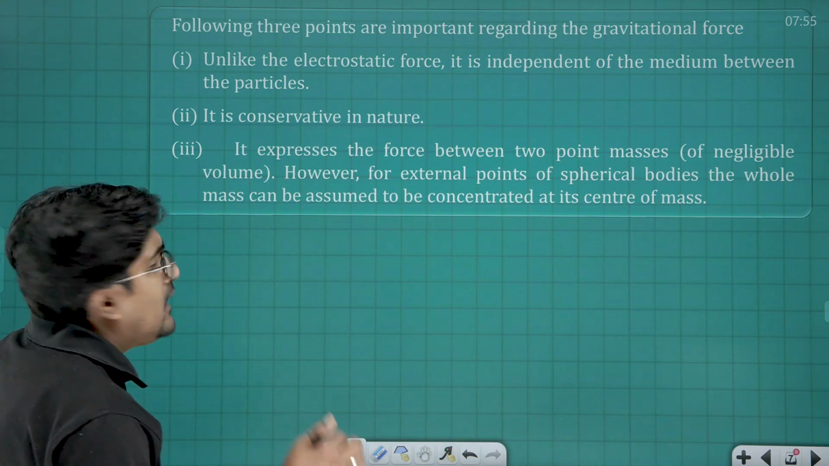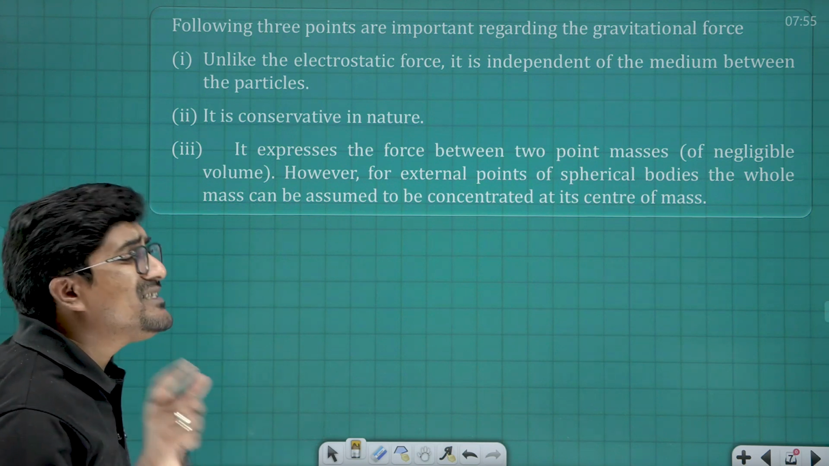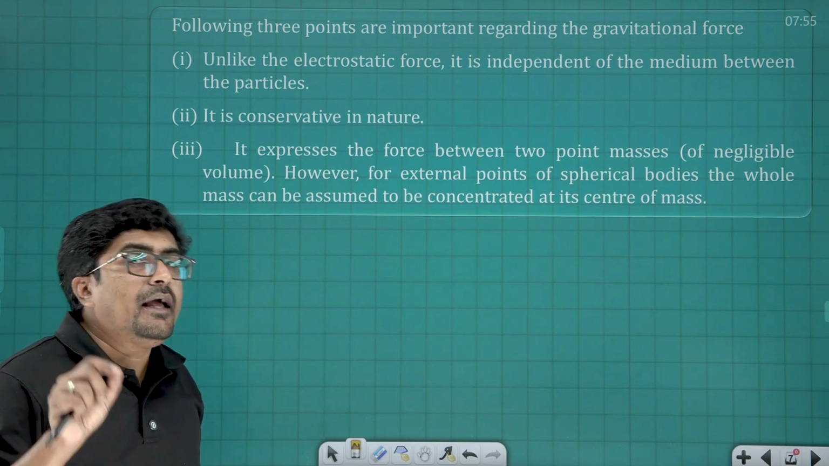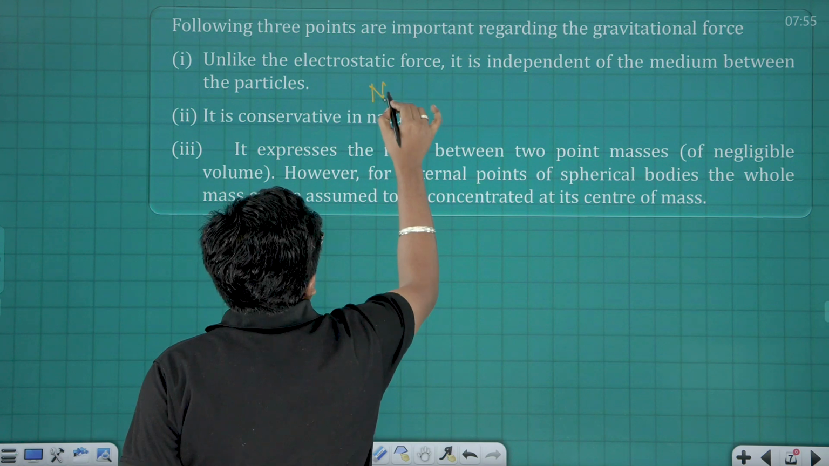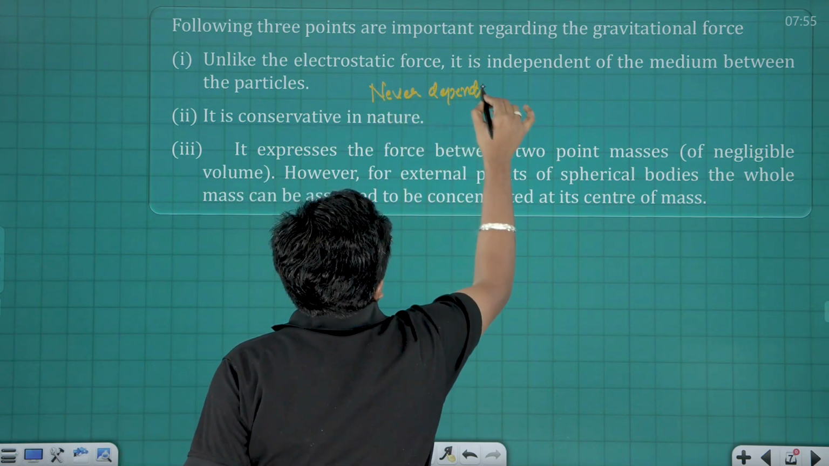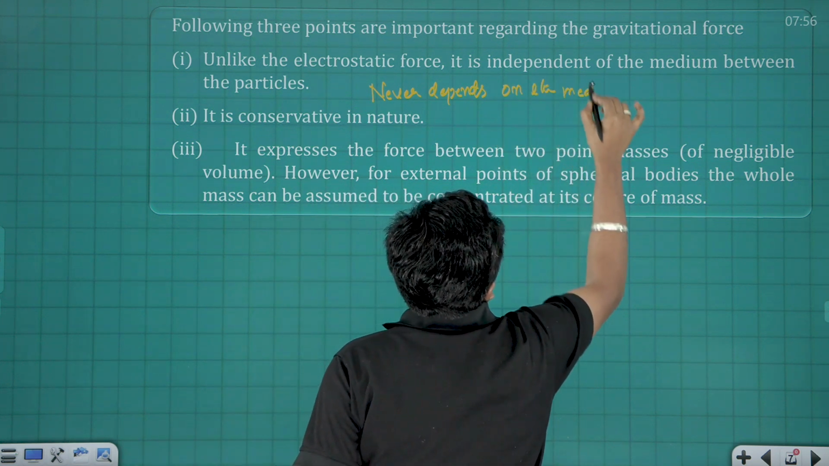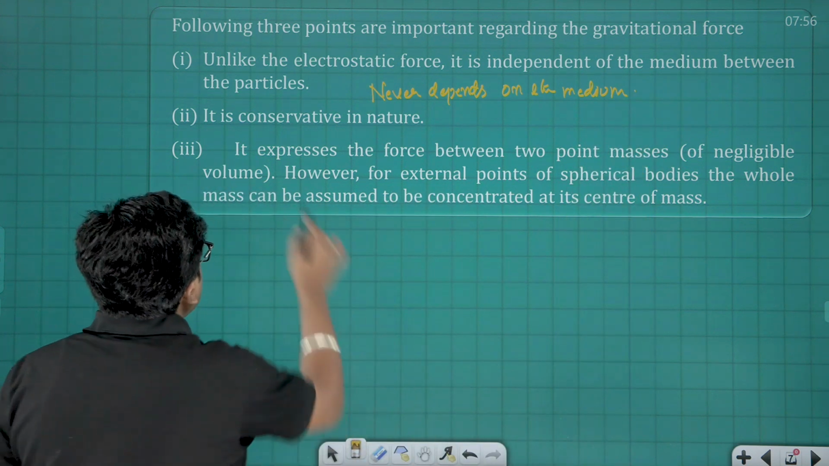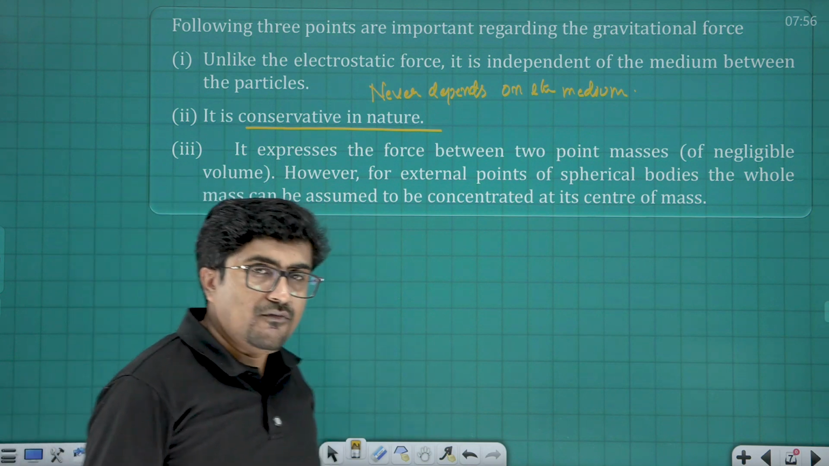And again I need to highlight 3 more points out of the last list. That is, unlike electrostatic force, this particular gravitational force of attraction never depends on the medium. Questions were asked from this. Second thing is, it is conservative in nature. Definitely path related questions will be there.